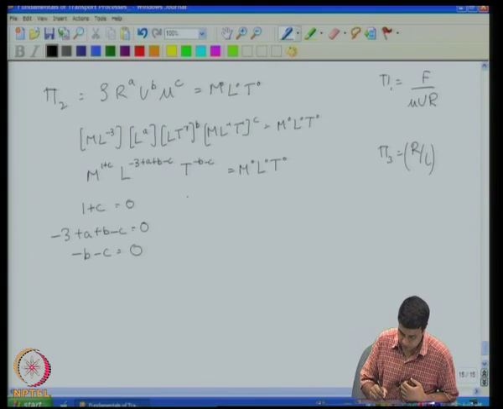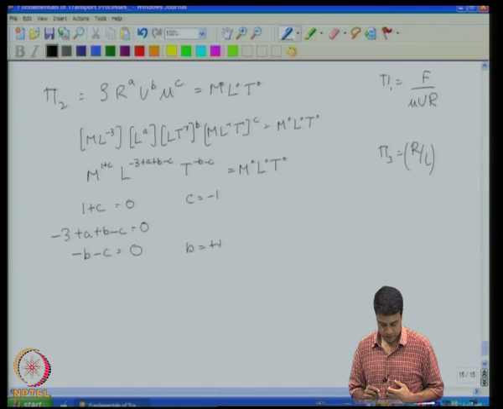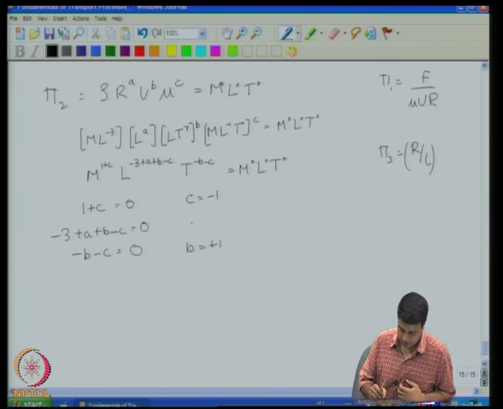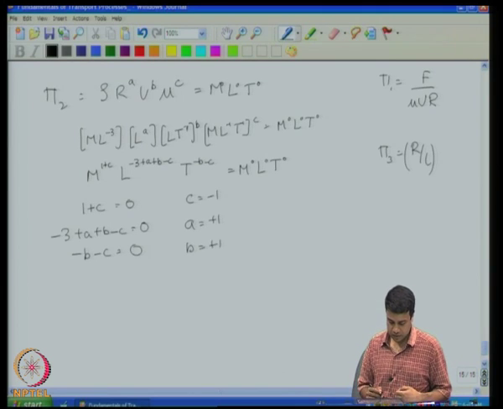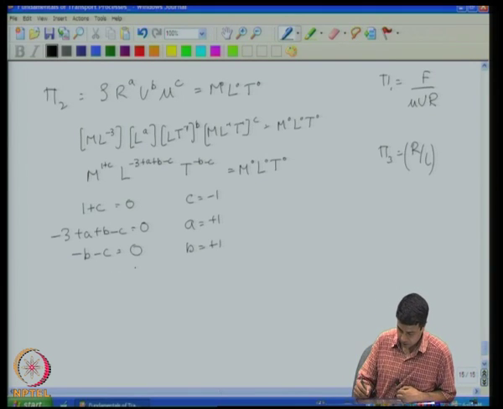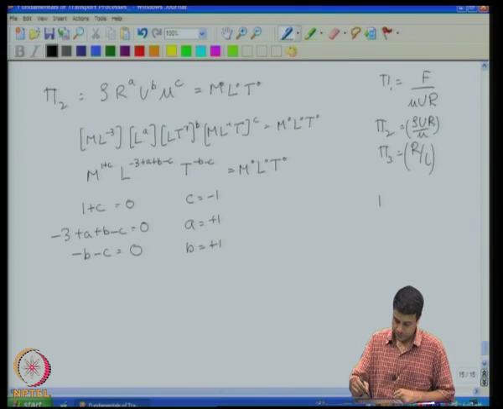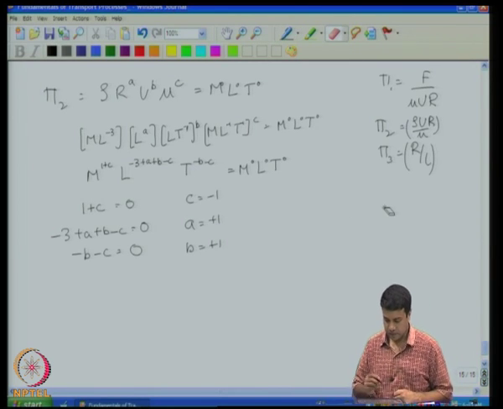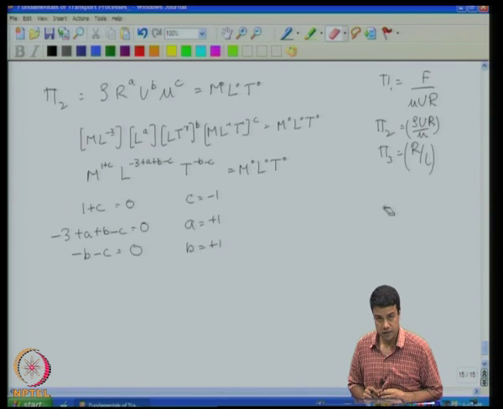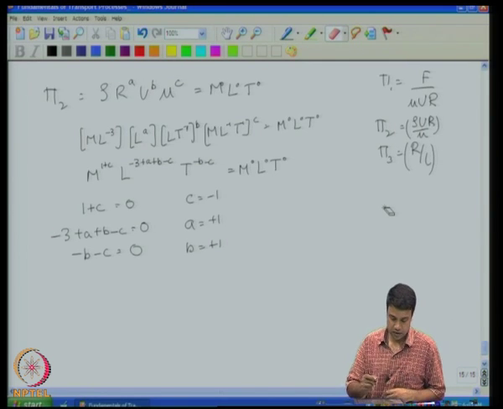Okay. From this I get c is equal to minus 1. From this I will get b equals plus 1. And from this I should get a is equal to plus 1. Okay. So, therefore, my dimensionless group is pi 2 is equal to rho u r by the viscosity. This will be familiar to most of you. Rho u r by mu is the Reynolds number, ratio of inertia and viscosity.